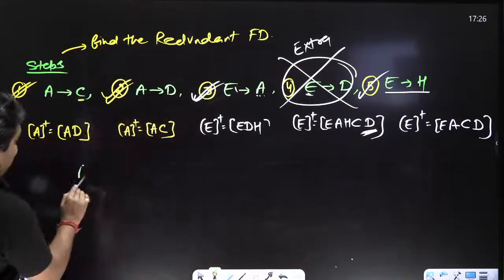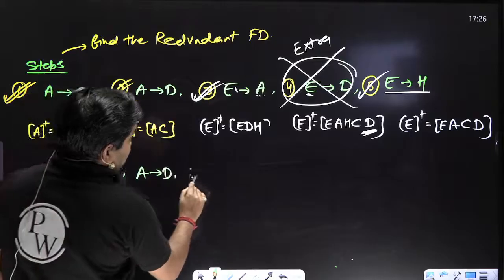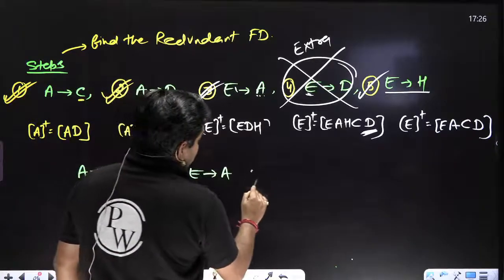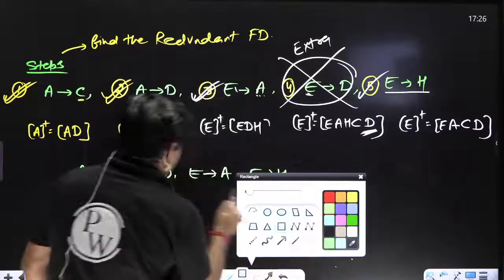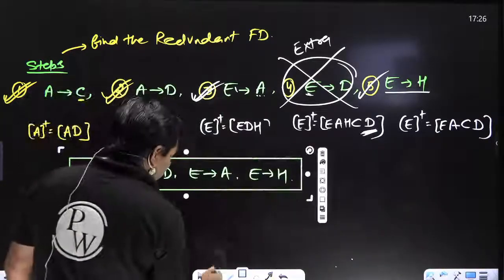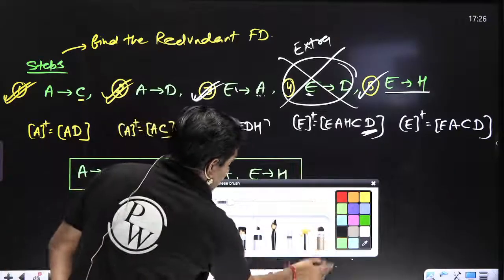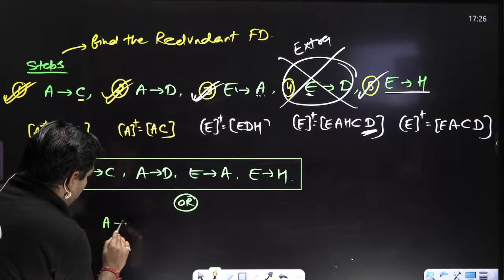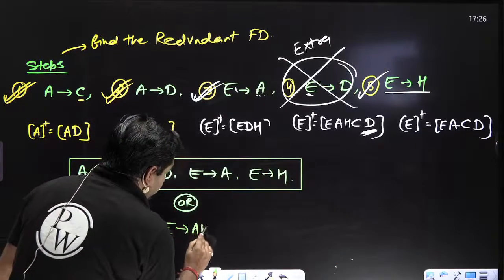So what is the answer, my dear? A tends to CD, E tends to A, E tends to H. This is the minimal cover. Or you can say, my dear, A tends to CD and E tends to AH.